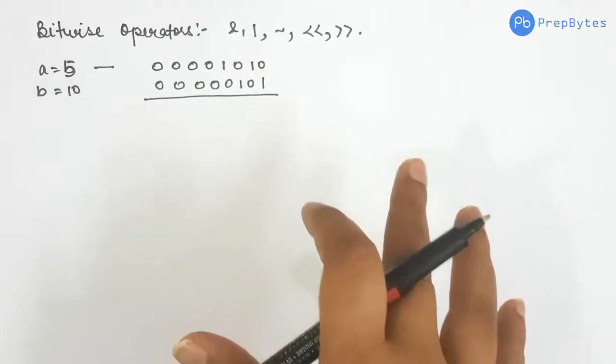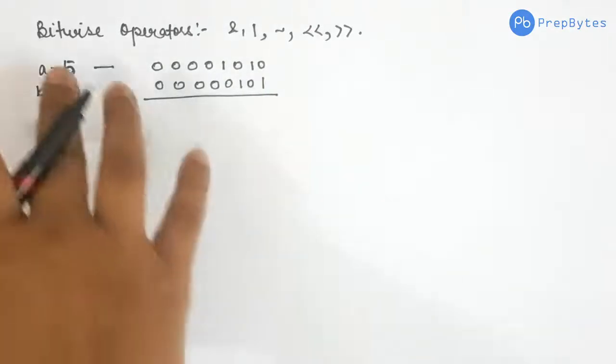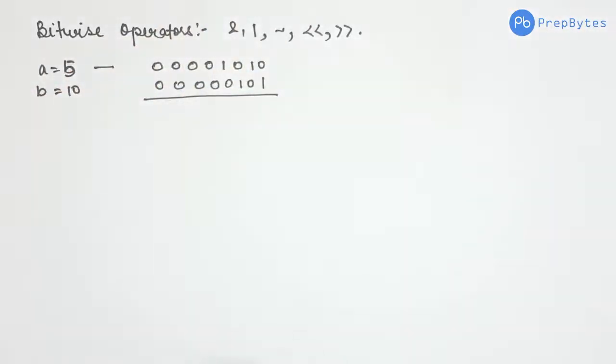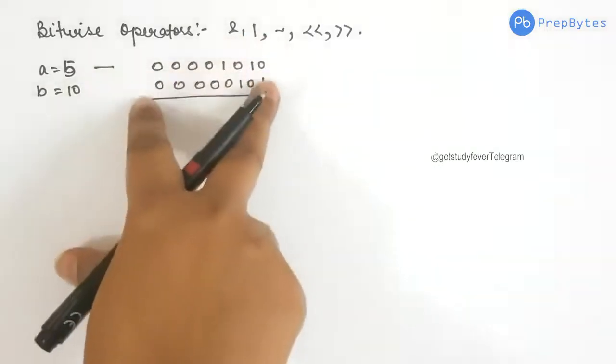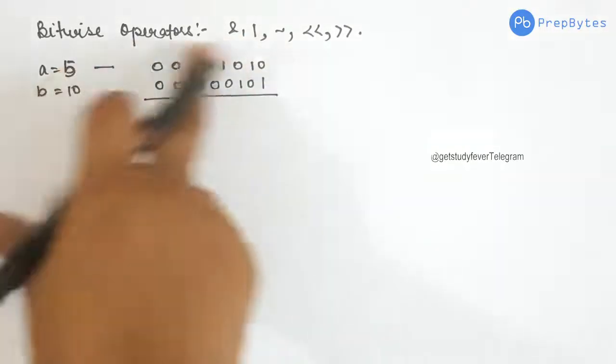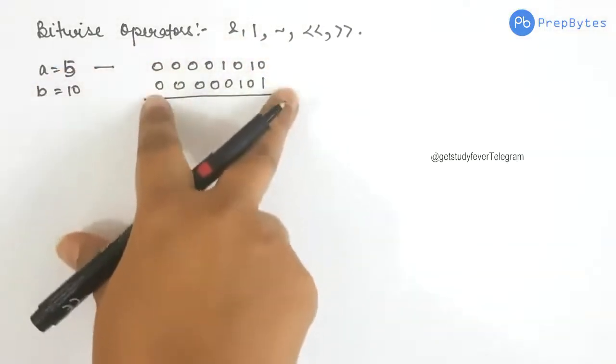We'll talk about them one by one. In case of bitwise operators, as I've said before also, the operation happens on the bit level. So let's say I have A equal to 5 and B equal to 10. Let's say they are occupying 8 bits. So this will be the bit representation.